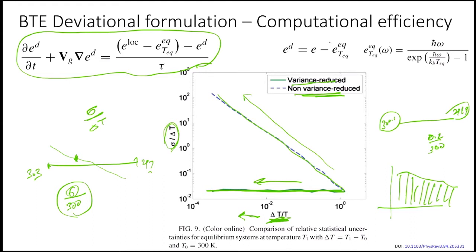As you could see, if delta T over T is roughly of the same order, then both formulations have about the same uncertainty. As we keep increasing delta T over T, both would approach the same kind of uncertainty. So there is quite a good amount of computational efficiency we get through using this deviational formulation.